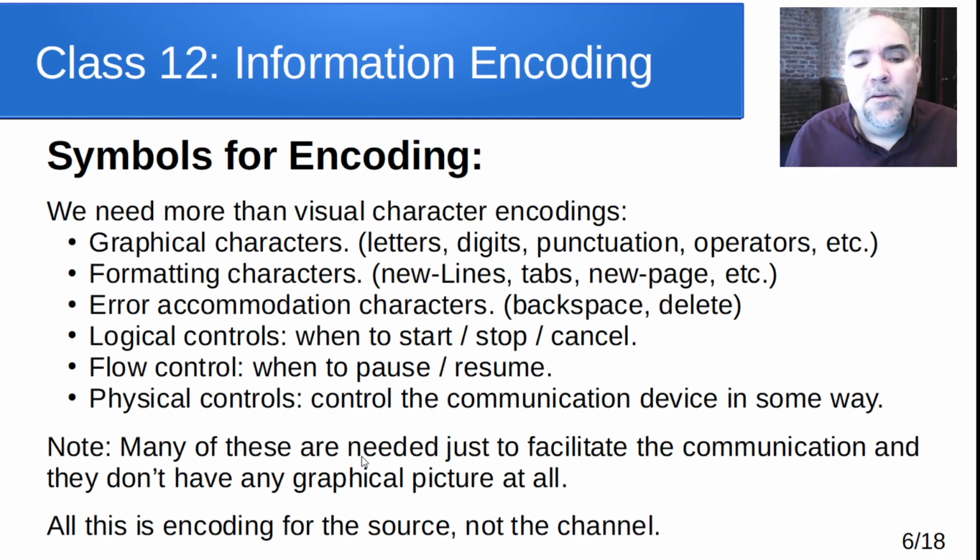And we also might need to control some physical aspect of the process in some way. You might note that we need a lot of those things to facilitate the communication that aren't necessarily part of the message. They're needed for the process of conveying the message, and they don't have graphical pictures at all. Like, what's a graphical picture for I'm done look like? You don't want to write the I'm done down. You need to treat that as part of the stuff that frames the message or controls the flow of the communication. So all of that is for encoding the source or the process, controlling that at a higher level than how things get encoded on the channel, put on the wire, as bits on some sort of modulation scheme.